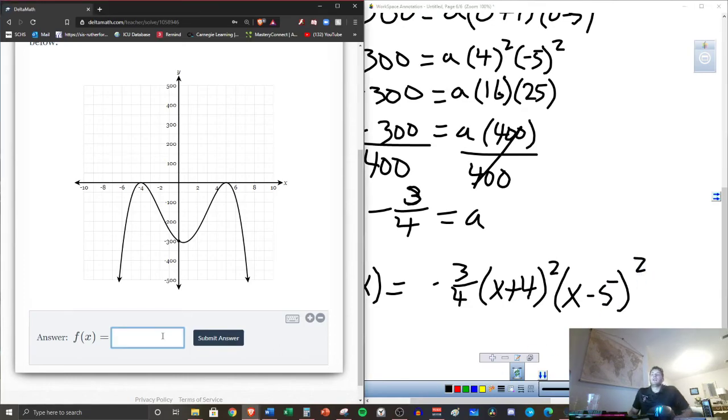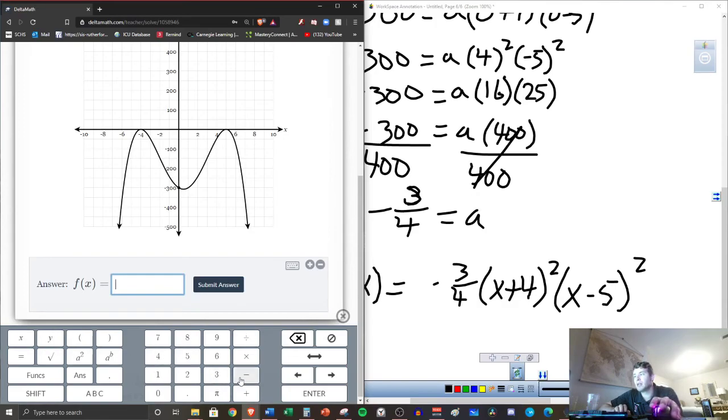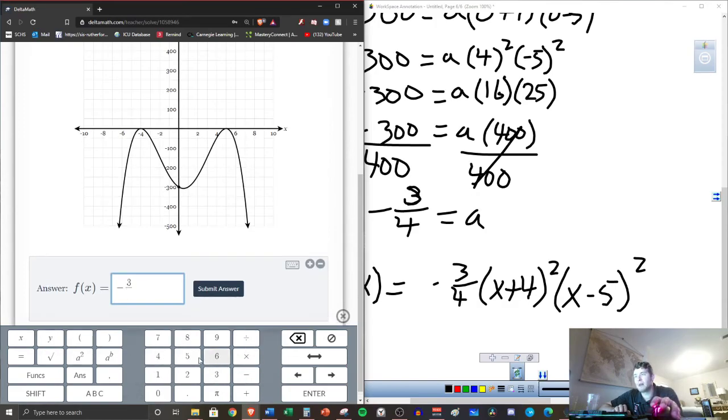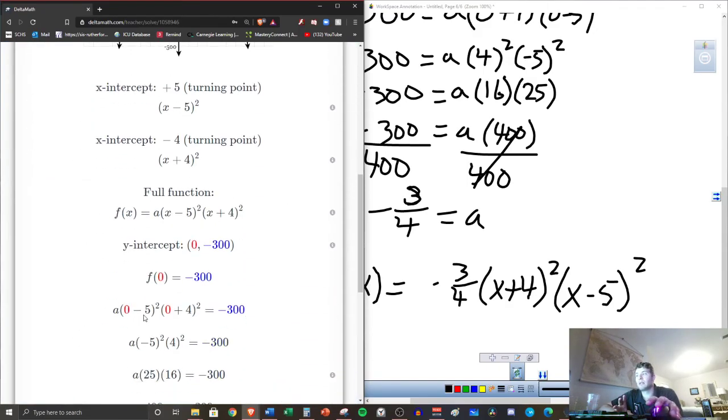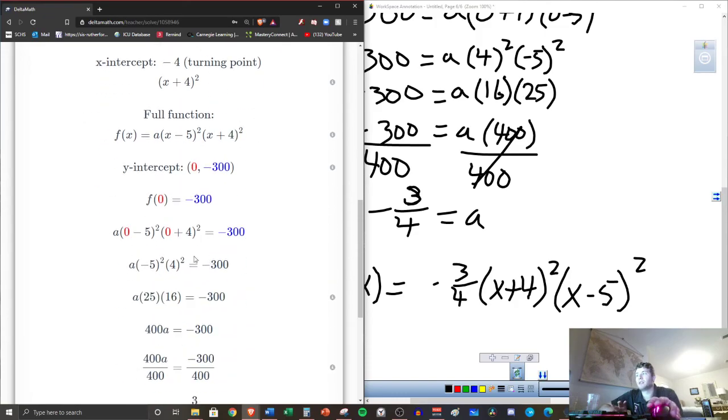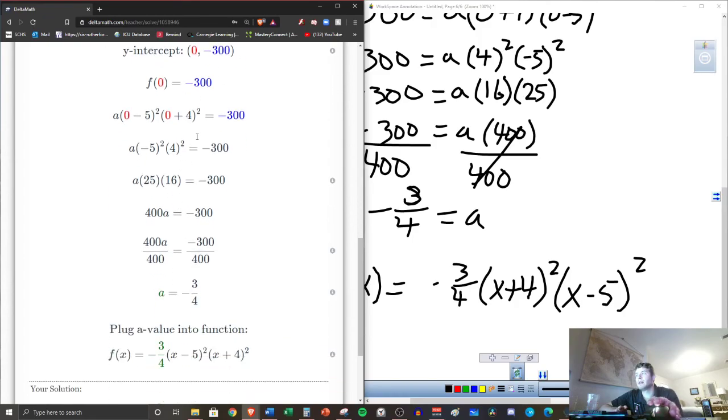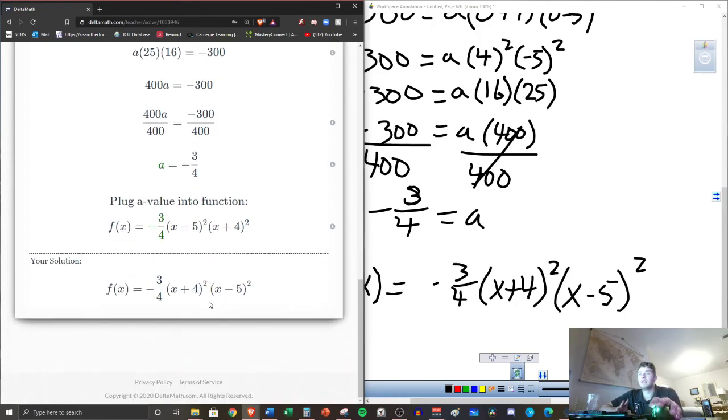Let's type it in. On here you can of course use the pad. So it's going to be -3. You hit division, it will make a fraction for you. Then we go over. Let's put parentheses x plus 4, and you square it, and then x minus 5, and then we want to square that. We submit our answer, and we get it correct. Now it shows some of the steps in here: full function, how to find. They're using the y-intercept the same way we are. Okay. So that's the process.